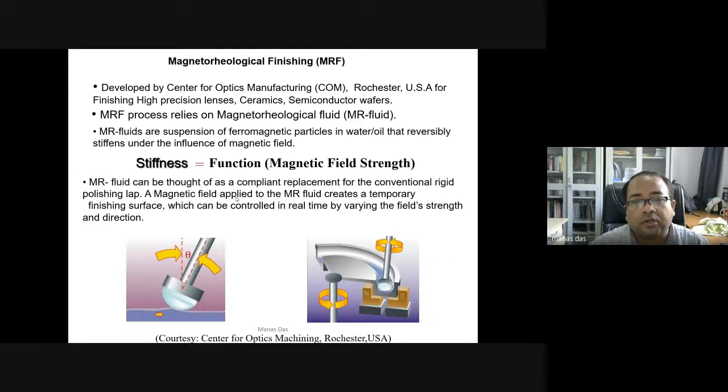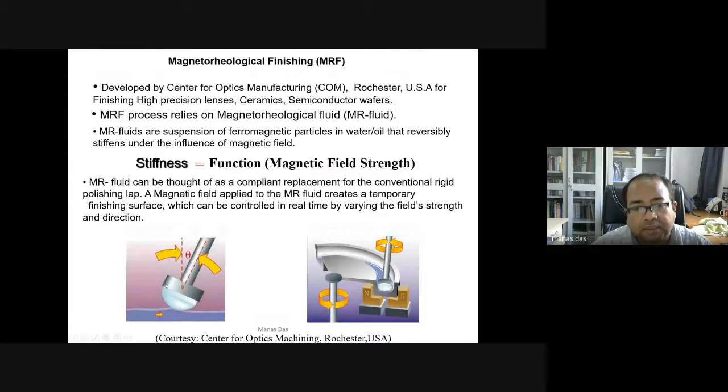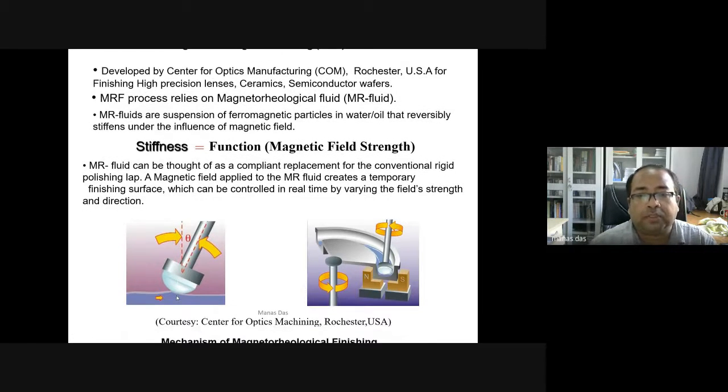So this is the Magnetorheological finishing process. You can see here, this is the mirror. This kind of complex lens, convex, concave, any kind of lens, is polished by Magnetorheological fluid. So MR fluid is actually a smart fluid. First, I'm going to show how it works.